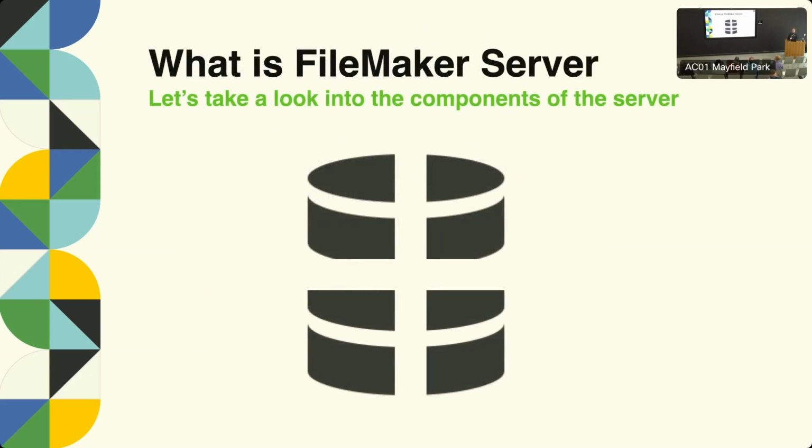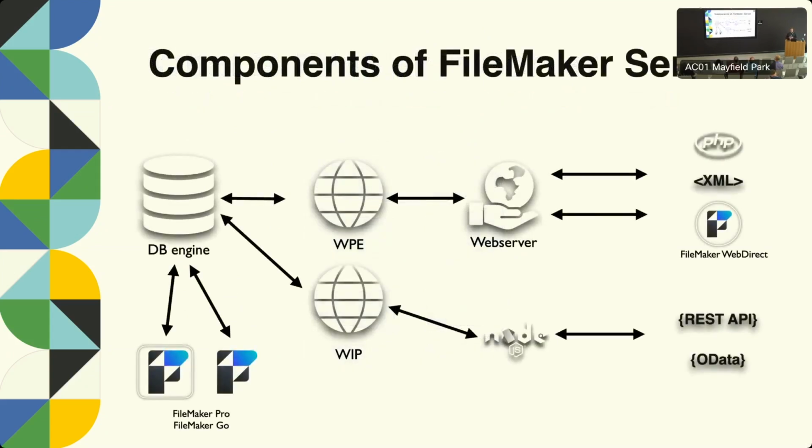If we're looking into the components of the server, we have as a central part the database engine. The database engine is really where all the magic, the secret sauce of the FileMaker platform, happens. It's where the Draco engine sits, if you've heard about that, that does a lot of magic for us.